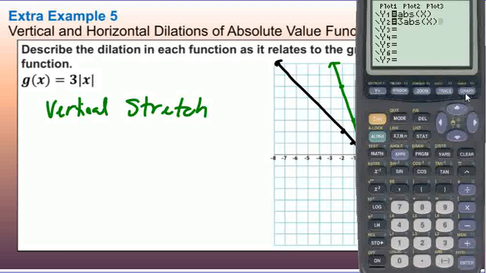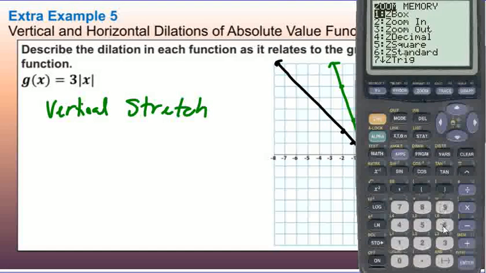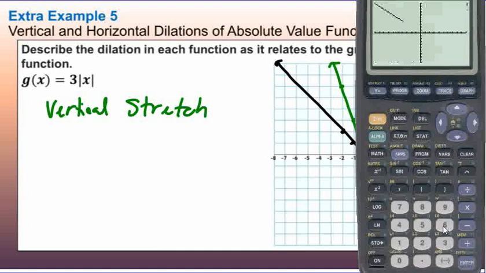Now if I graph these, I'm going to go to zoom, and I'm going to go to number 6, just standard form. There's the parent function. Here's the other one. You can see that it's stretched vertically, meaning I have a steeper slope.